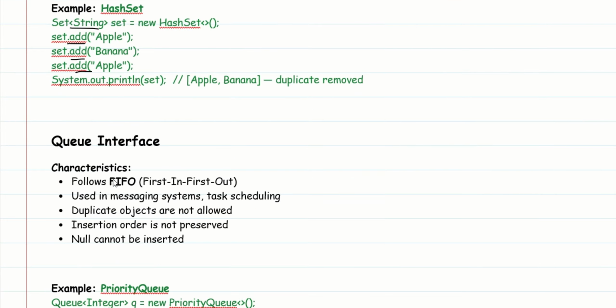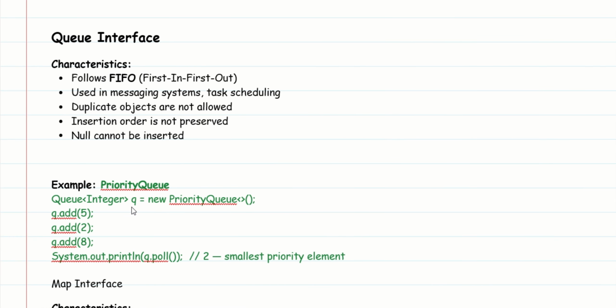Then comes the queue. It has these characteristics: it follows a first in first out feature. It's used in messaging systems or task scheduling. Duplicate objects are not allowed, insertion order is not preserved, and null cannot be inserted. We have a PriorityQueue. Again, as I mentioned, if you want to store integer type, you have to give Integer in the generics, and this is how we need to add.